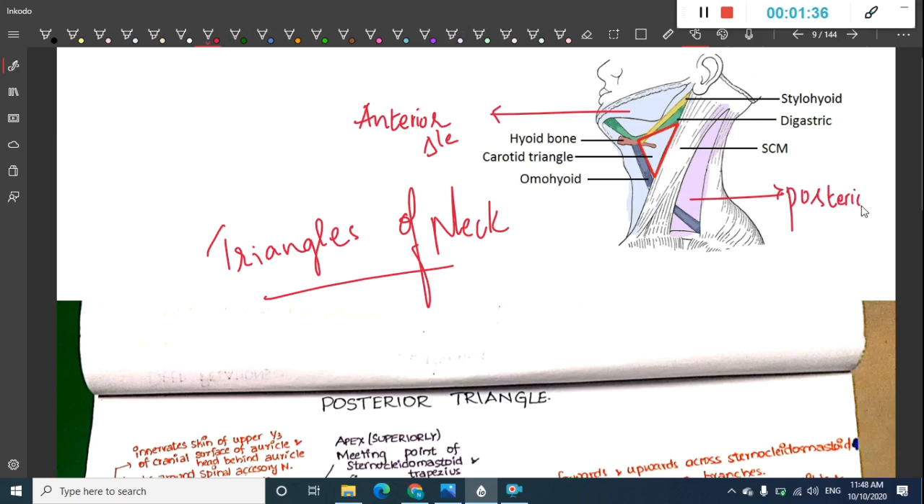Now this anterior triangle is again divided into four types of triangles. This muscle which you are seeing in green color is the digastric muscle. A triangle which is a part of the anterior triangle, bounded above by the mandible, and below by both bellies of the digastric, that is anteriorly by the anterior belly of digastric and posteriorly by the posterior belly of digastric, is called the digastric triangle.